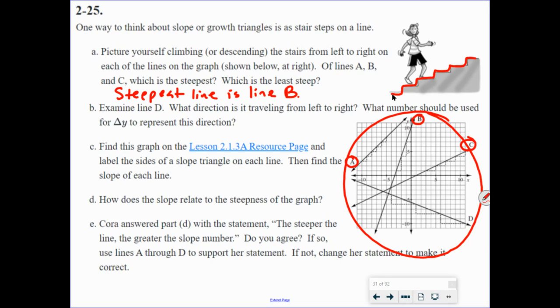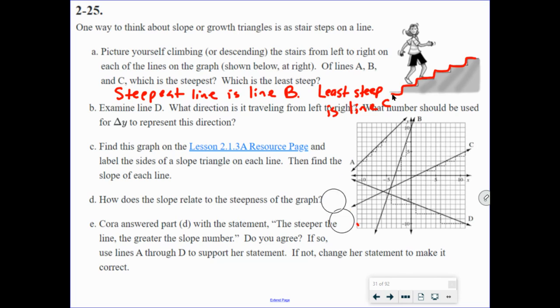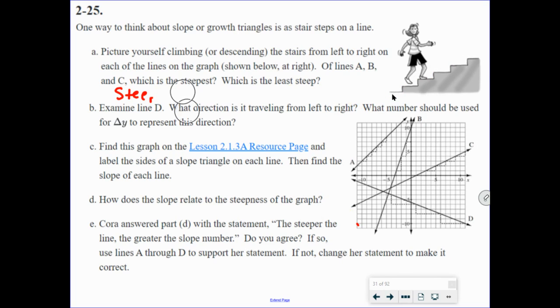Well, if you look at these stairs right here, versus these stairs, versus these stairs, the steepest would definitely be B. Imagine those steps right there. That'd be kind of crazy. I think the next one would be this one, and I think the least steep is this one here. So the least steep is line C. Okay, least steep is line C. So write that down, please. Have those notes. And again, that should be pretty straightforward. You're just thinking of steps.